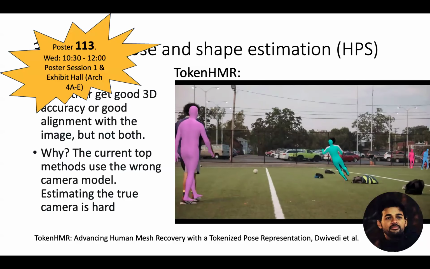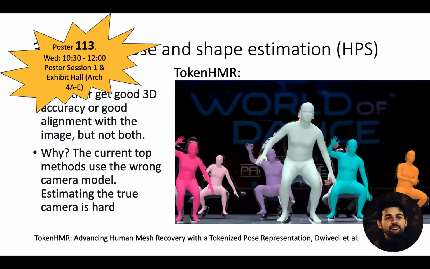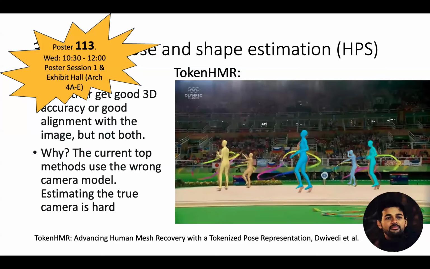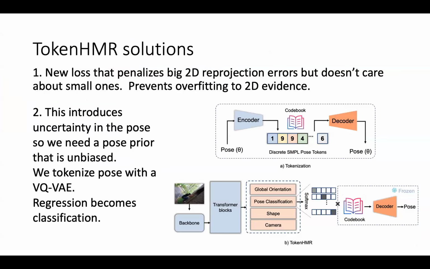But there's something else you can do, and that's token HMR, and it's poster 113 tomorrow morning. Everything's tomorrow morning. Busy day. So the way token HMR works is that there's two pieces to it. First, we define a new loss. So having 2D key points is pretty good. You want lots and lots and lots of data to train your methods. And 2D key points, you can get lots of it. And they tell you roughly what the body's doing.